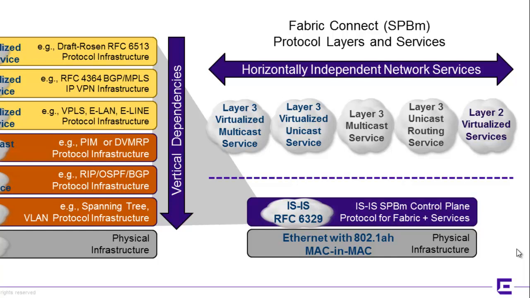This is the primary architectural difference that you need to understand: ISIS is not a routing protocol. It is really a control plane in this instance. And all of the services are not vertically dependent. In other words, layer three services within Fabric Connect are not dependent on layer two predefined services underneath. Everything is horizontally mutually independent, which lends to an incredible services fabric uptime.